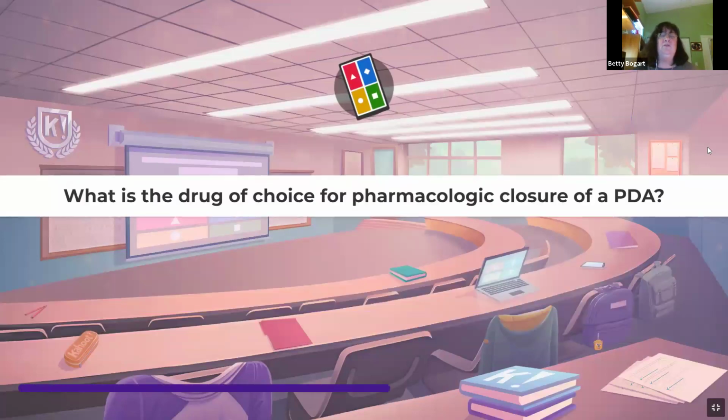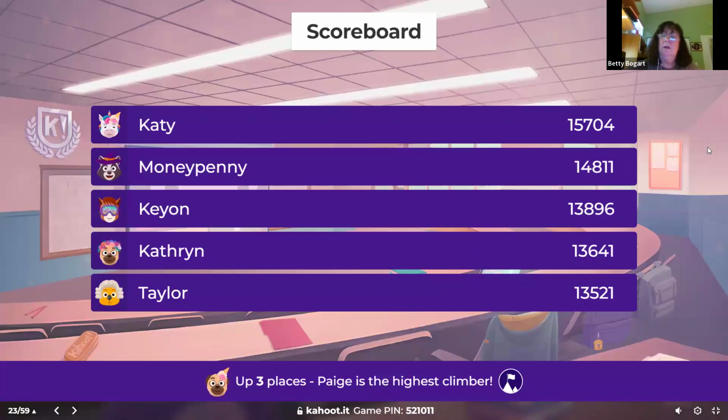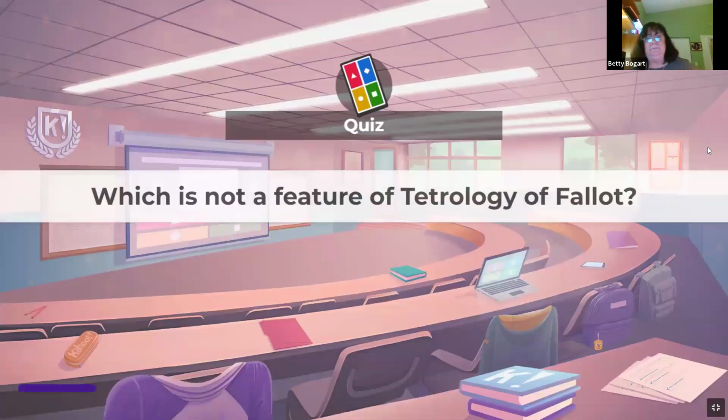What is the drug of choice for pharmacologic closure of a PDA? Now, you can do a surgical closure, and I've seen them done, but most of the time we're able to do it with a medicine. And we know that we're going to give indomethacin for that.